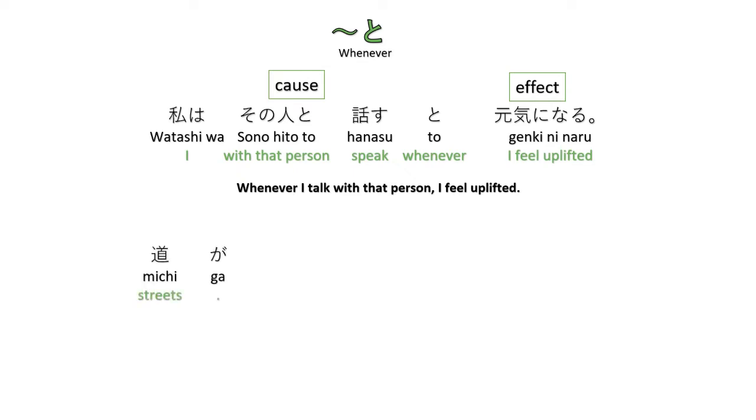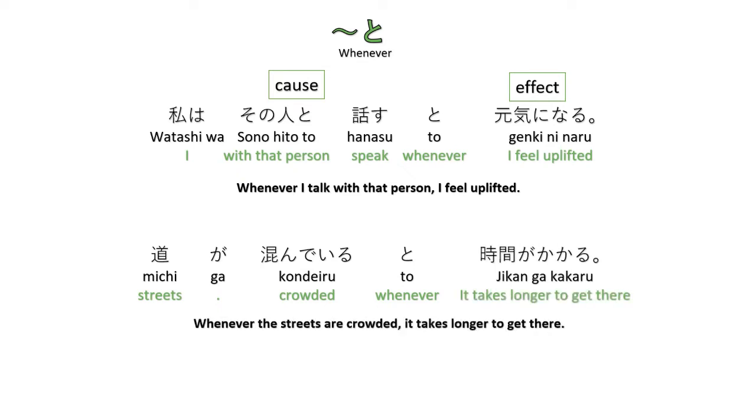Another, michi ga kondeiru to. So michi ga kondeiru to. Whenever the streets are crowded, jikan ga kakaru. It takes longer time to get there or to that place. Whenever the streets are crowded, it takes longer to get there.